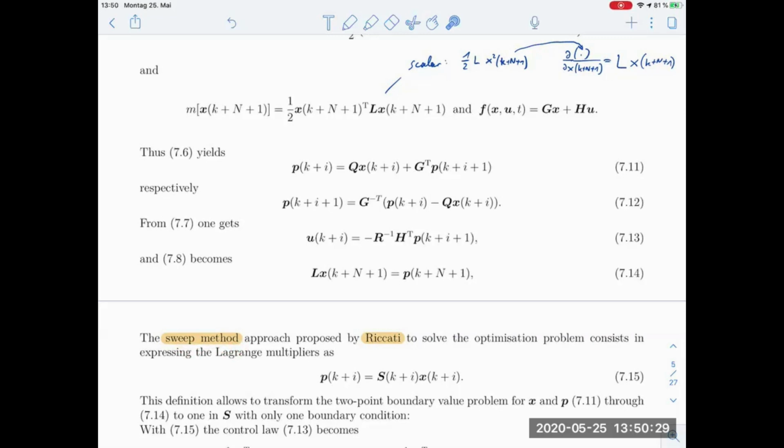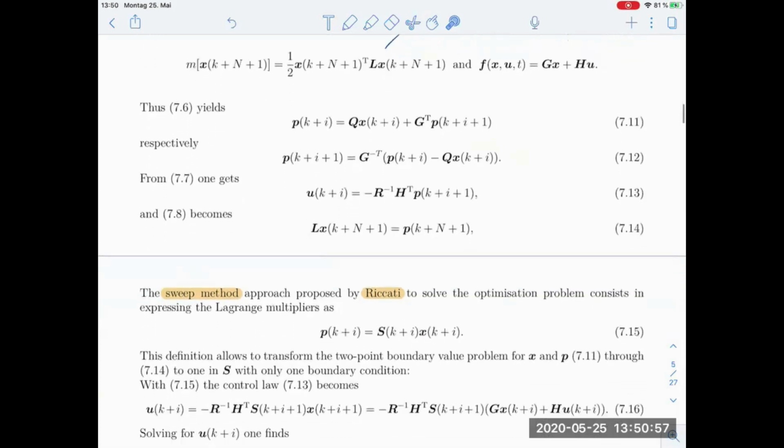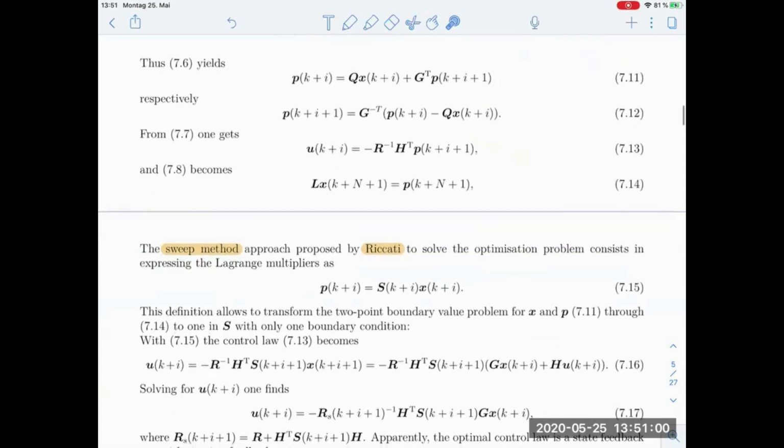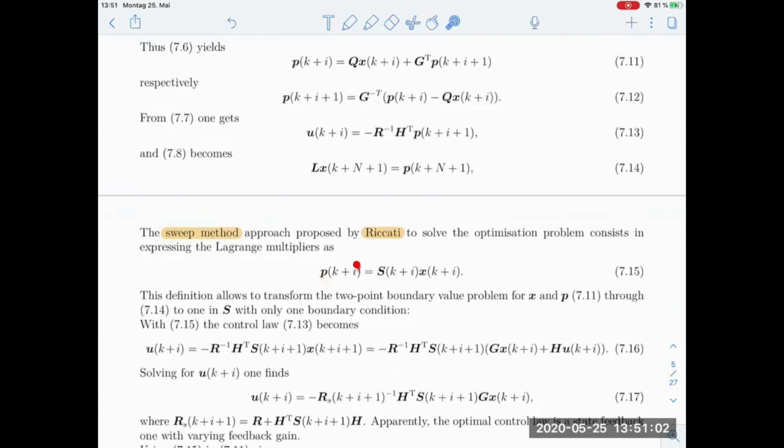And that works by assuming that, well, let's write the Lagrange multipliers as some maybe time-varying linear mapping from the state. So we just proclaim that the Lagrange multipliers at a particular time level can be written as a linear combination of the states. And by doing that, we can eliminate p from all the equations up there.